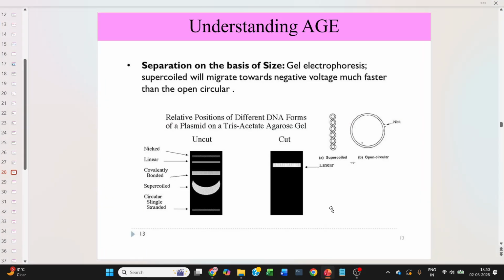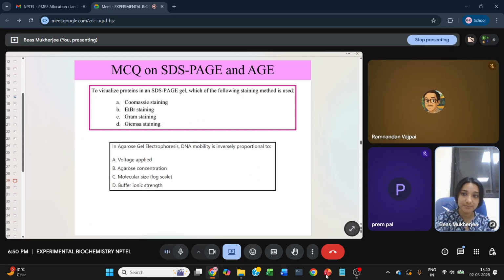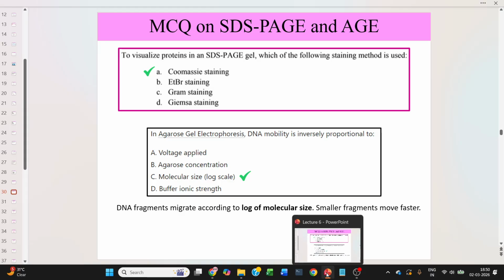So this is an important question which can be expected in your exams. So let's try to solve the MCQs. Okay, so MCQs on SDS PAGE and AGE. So to visualize protein in an SDS PAGE gel, which of the following staining methods are used? Okay, in the next question you are asked, DNA mobility is inversely proportional to voltage applied, agarose concentration, molecular size or log scale, and buffer ionic strength. Acha, A and C. Good. Let's see the right answer.